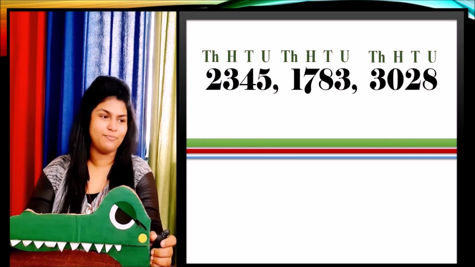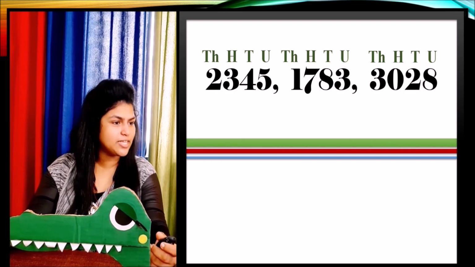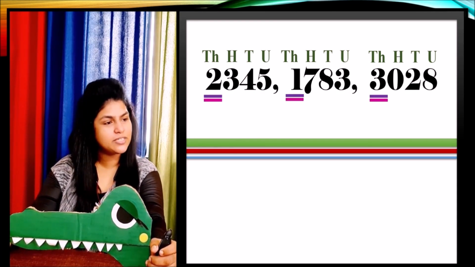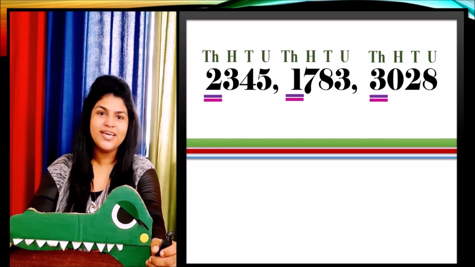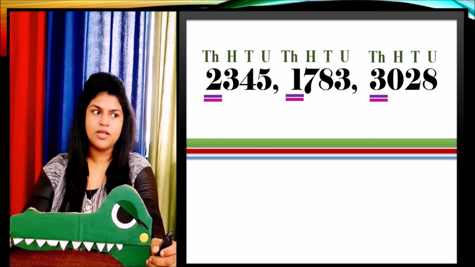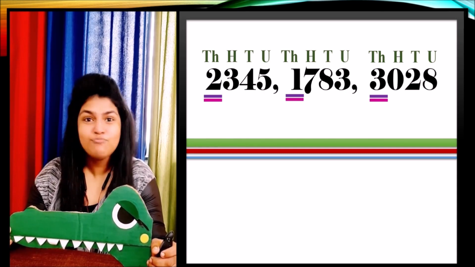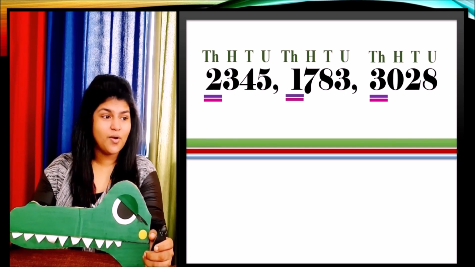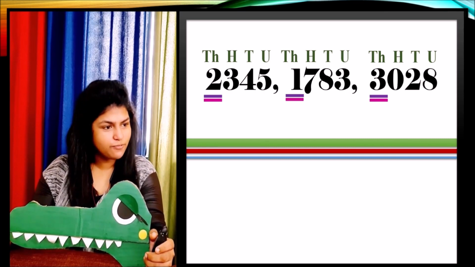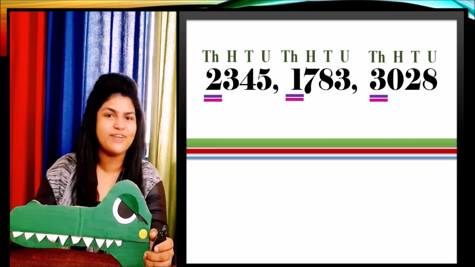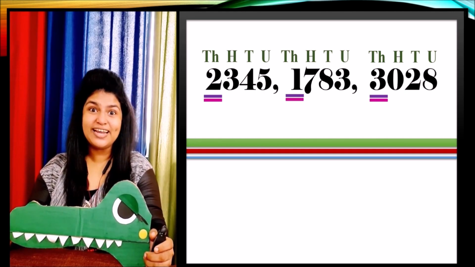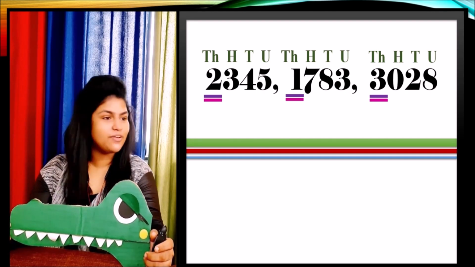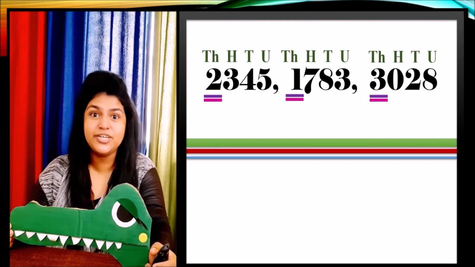Take the first number. So in thousands we have 2, next we have 1, next 3. Now, you tell me which is the smallest? 2, 1 or 3? 1. Because 1 is small, the entire number is small. Yes, 1783 is the smallest. Next, which number is small? Well, that is 2. And so the entire number 2345 is small. And then finally 3028.